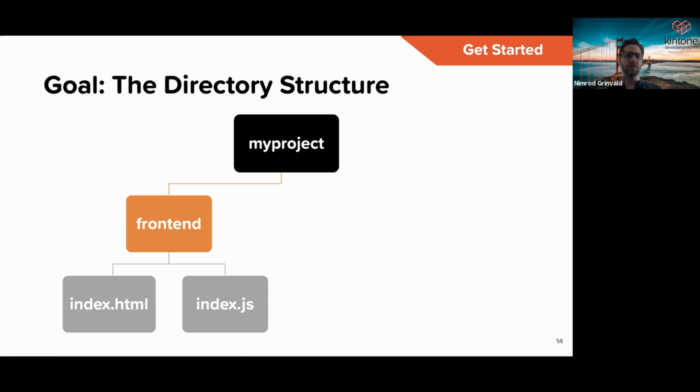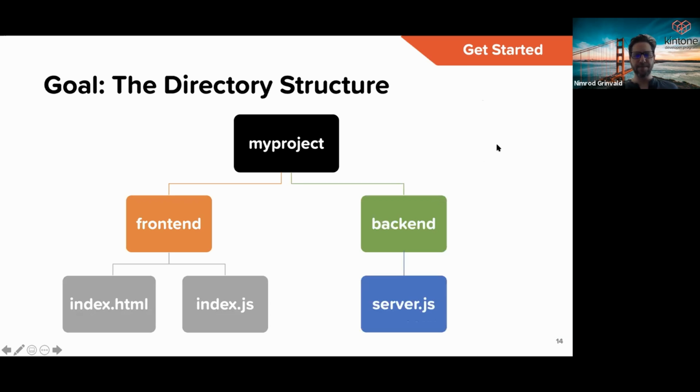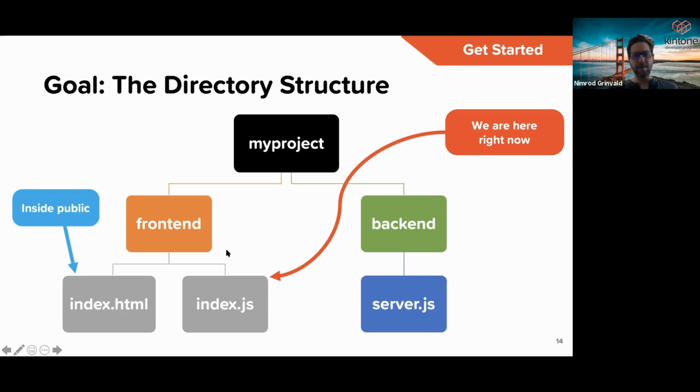That My Project folder is going to have a front end subfolder and a back end subfolder. The front end subfolder is going to have a few folders in here. We're going to care about index.js. There's also another subfolder called public, and it has index.html in there. For our backend folder, we will have a file called server.js.